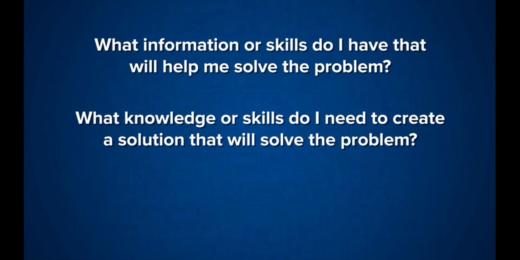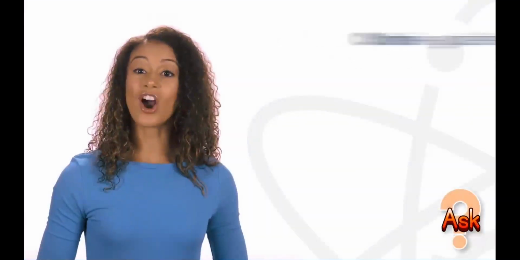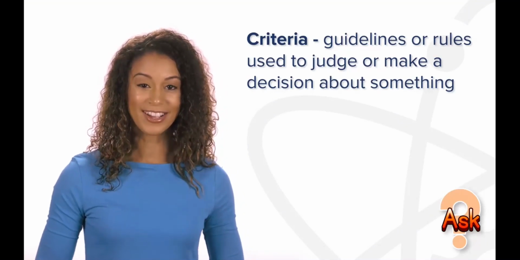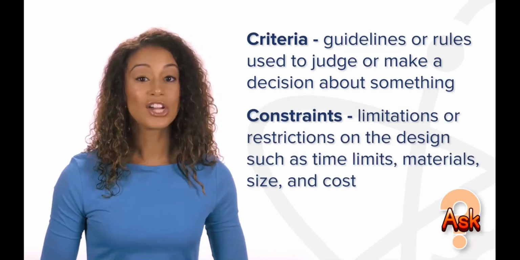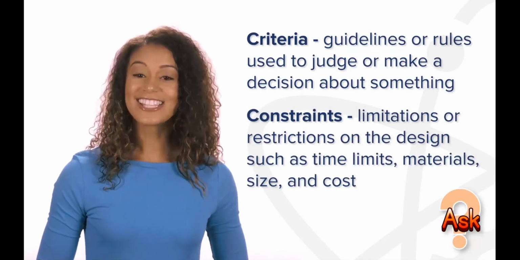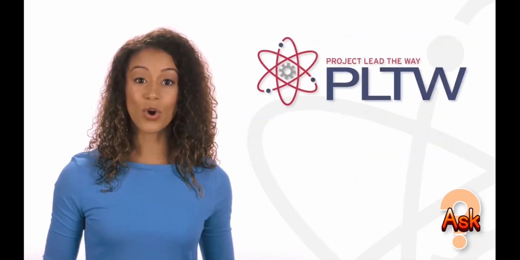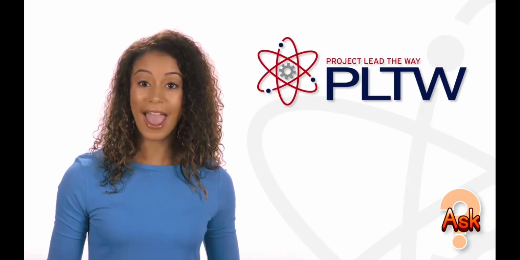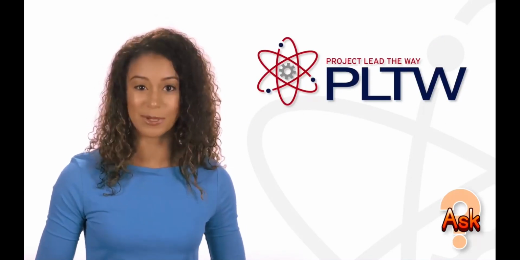Another question is, what are the criteria and constraints for the problem? Criteria are guidelines or rules used to judge or make a decision about something. Constraints are limitations or restrictions on the design. Constraints include time limits, types of material, size of design, and cost. As they work through the design process, engineers and designers continue to come back to the criteria and constraints to make sure their solution is acceptable.